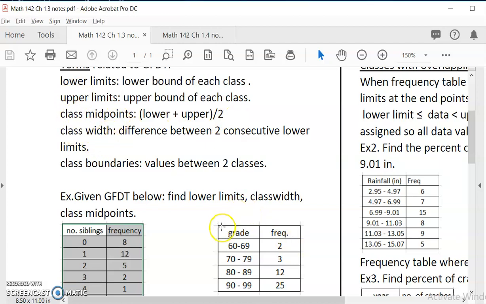Class width is how big each class is from each other. So not how wide each class is, but how much one class is from the other.